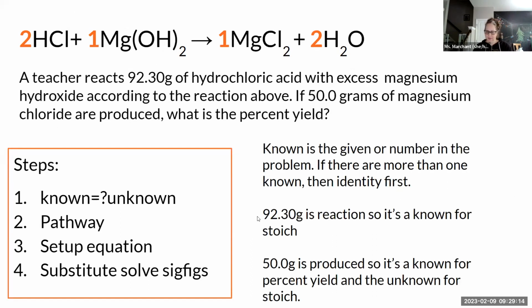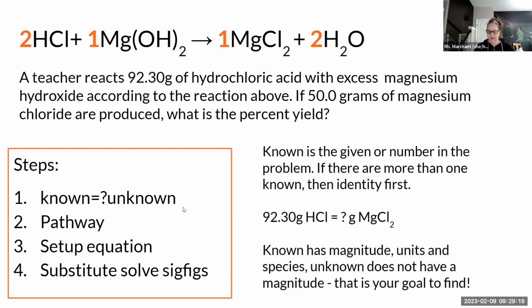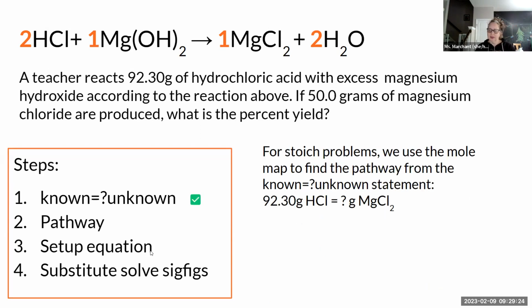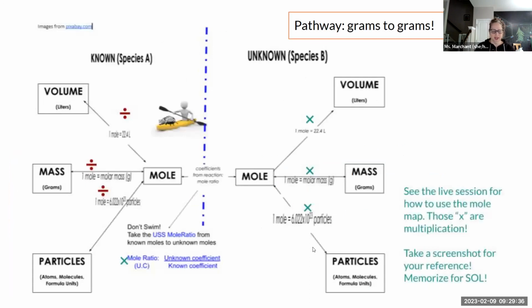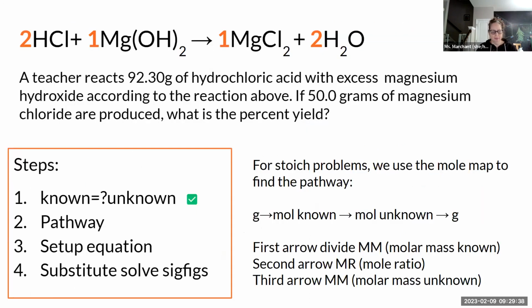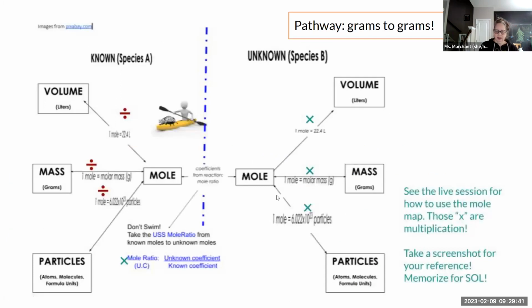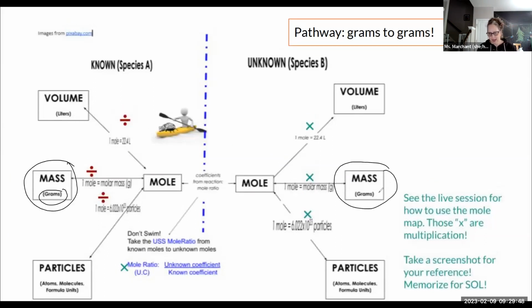And there it is, a little bit drawn out that way. So there is our box. Step one is done. Now we're going to go to step two. Step two, we need the pathway. So I look at the units of the known and the units of the unknown. I'm going from grams to grams. So my pathway is grams to grams. So I have my little mole map here. And I am going to start over here with mass because that is the units grams. And I'm going to go to mass over here.